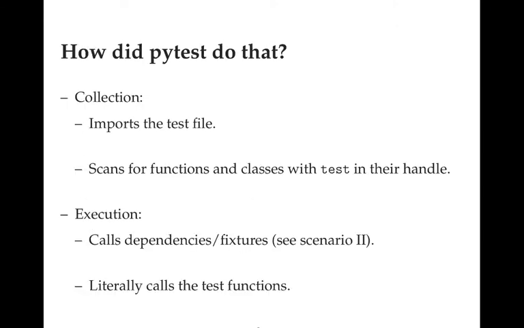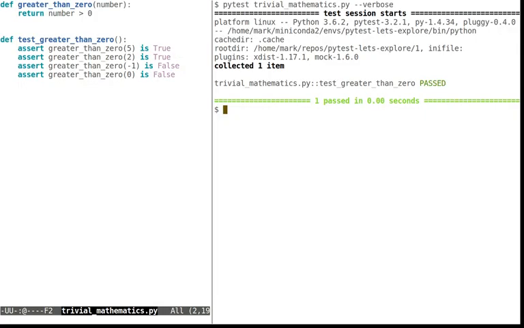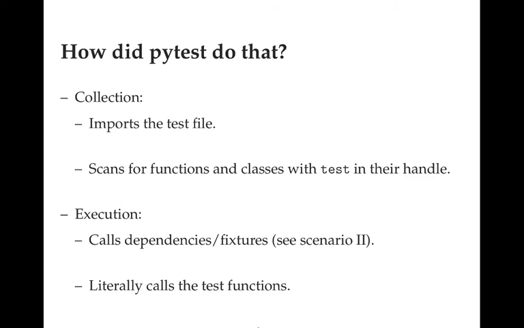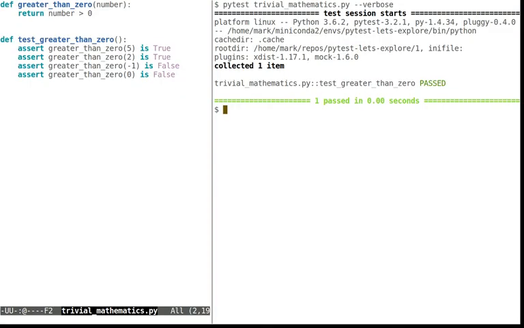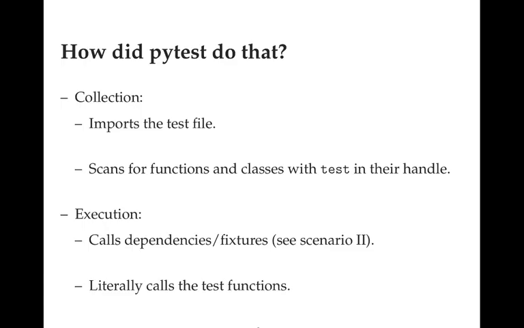So I want to talk a little bit about how Pytest actually, on a very high level, works. There are 2 core stages to the execution of Pytest. There's test collection, which imports the test file, which is here trivialmathematics.py. So it's a Python import, and it scans in that file for functions and classes with the word test in the handle. We can see that our first function, greater than 0, doesn't have the word test in the handle, whereas the second function does, so it gets collected.